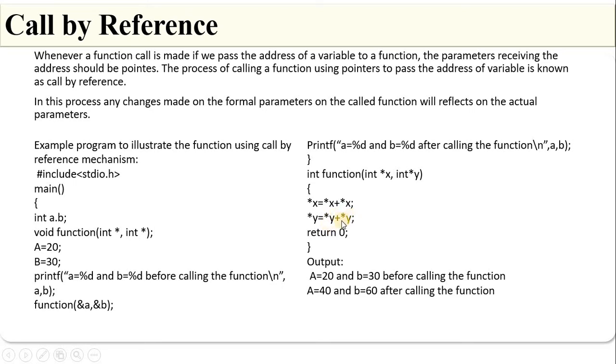Similarly for y, which is 30,000. If you say star of y, in 30,000 what is there? 30 is there. 30 plus 30 is 60, and 60 is assigned to the same star of y. Then return 0, it's just coming back, and after that, here I am printing a comma b. What is a comma b? a has the address ampersand of a, 20,000, and ampersand of b is 30,000.